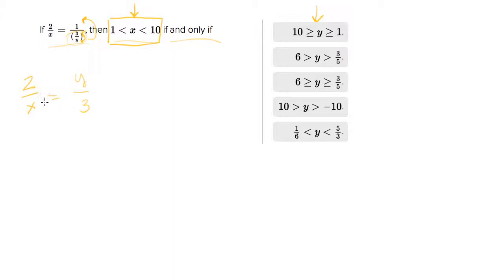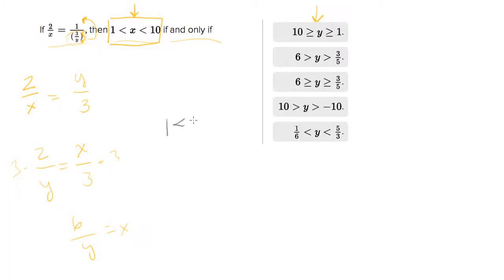Let's solve this for x. So this will be x over 3 equals 2 over y. We multiply both sides by x and divide both sides by y. Then multiply both sides by 3, and we get 6 over y equals x. So I'm going to plug that in now, and we'll see what happens.